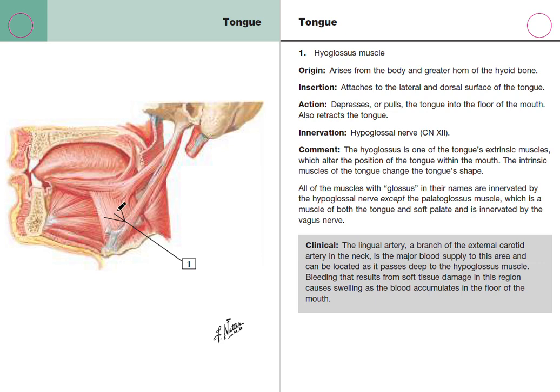Moving posteriorly still is the hyoglossus. Its origin arises from the body and greater horn of the hyoid bone over here, and it inserts to the lateral and the dorsal surface of the tongue. It depresses, or pulls the tongue into the floor of the mouth, while also retracting the tongue. And again, glossus being in its name, it is innervated by the hypoglossal nerve.